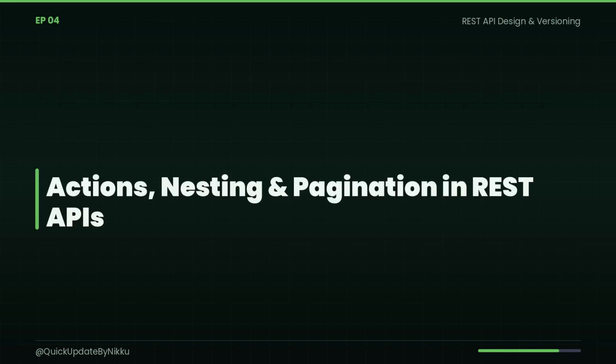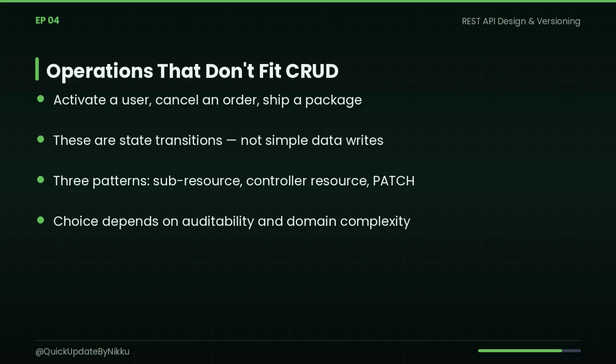Real-world APIs constantly face operations that don't fit neatly into create, read, update, or delete. This section covers 3 proven patterns for state transitions, the nesting depth rule that prevents URI chaos, and the pagination strategies that keep large collections performant and predictable. When you need to cancel an order or process a refund, you are describing a state transition, not a data mutation. The right modeling choice depends on how much history you need to keep, how complex the domain logic is, and how much REST purity your team values. Each of the 3 patterns is legitimate.